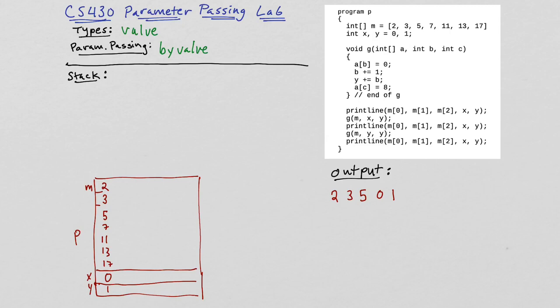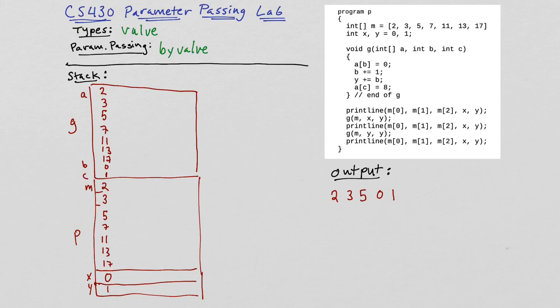So we need to set up a stack frame for G. Stack frame for G is going to have a slot for the array A, and we're copying M into it. So 2, 3, 5, 7, 11, 13, 17. And then we're going to have the parameters B and C here in the stack frame, and they're being passed the values of X and Y, so we have a 0 and a 1 there. All right. And now I'm going to execute the code of G.